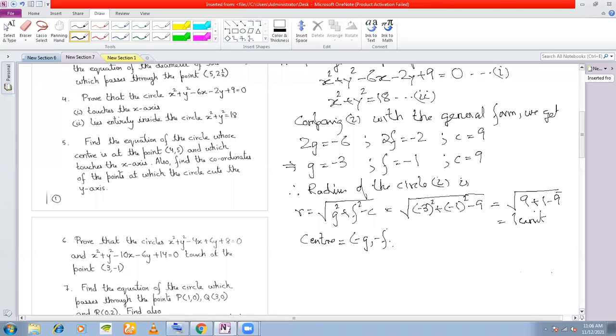Minus g minus f. Change the sign of g and f: 3, 1. This is the center of the circle. Okay. Now the first question is you need to show that it touches the x-axis.